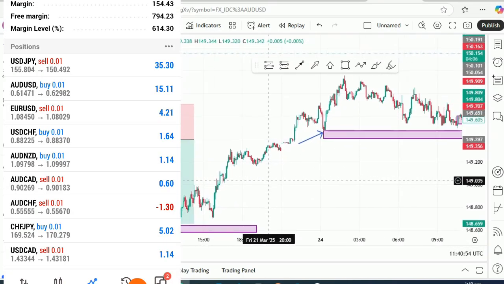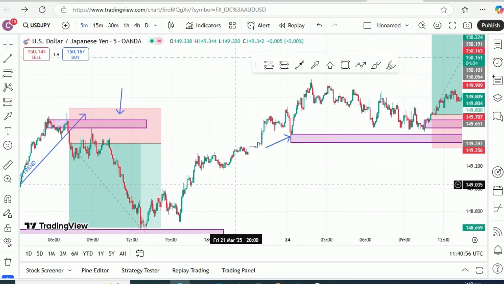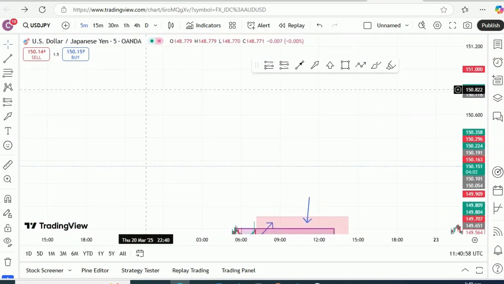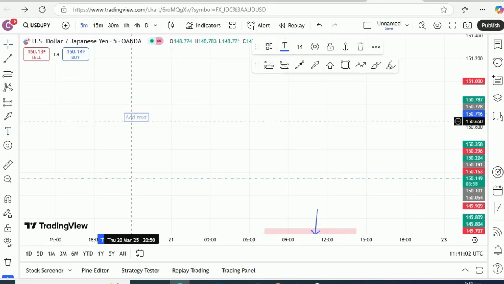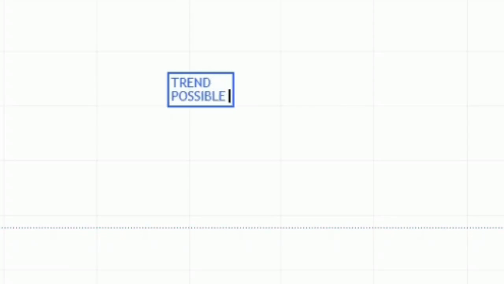There's no need to have this one. So this strategy really works. First things first, you only look for a trend. So the first thing that we do is we look for a trend, either it's an uptrend or a downtrend, and then we look for a possible reversal. That is the second thing, a possible reversal.